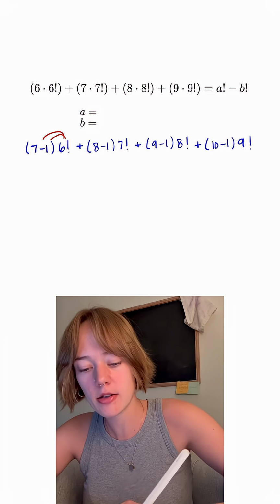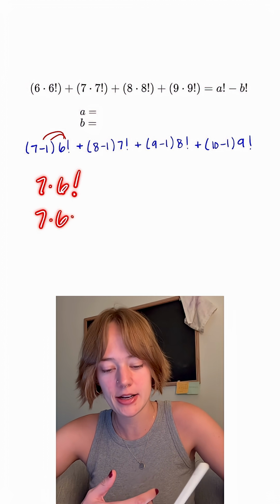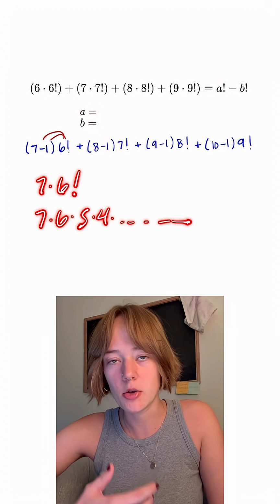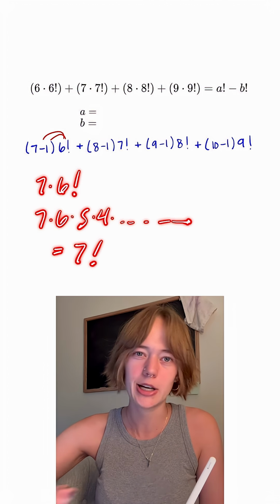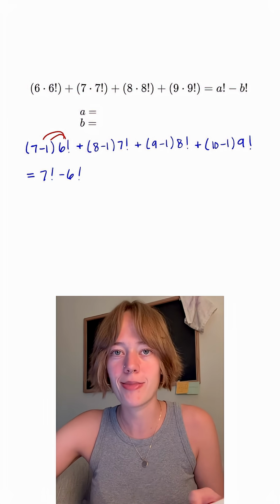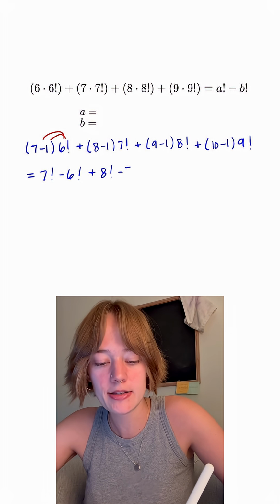So if we're thinking about 7 times 6 factorial, well, 6 factorial is 6 times 5 times 4 times blah, blah, blah, 3, 2, 1, right? And so 7 times 6 factorial is just going to be the same as 7 factorial. I hope you agree. So we'll get 7 factorial minus 6 factorial from that first term. Similarly, we'll get plus 8 factorial minus 7 factorial.